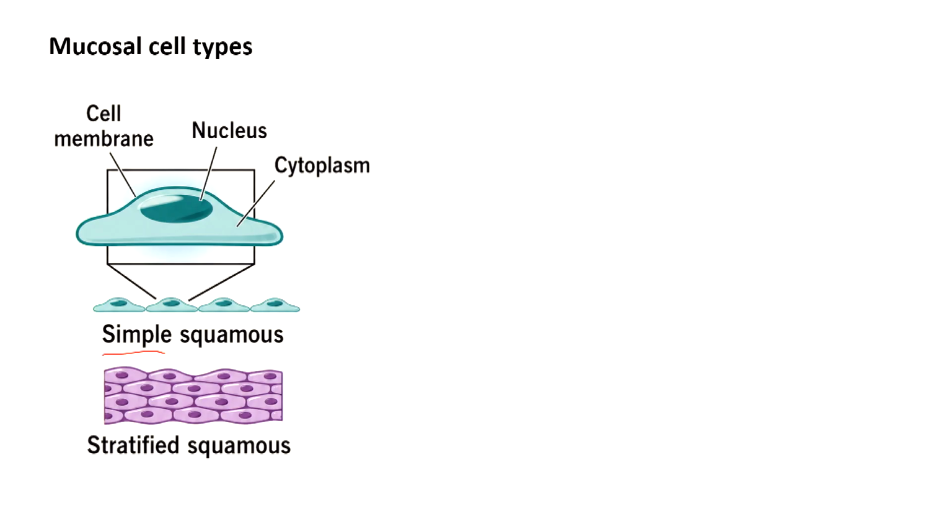It's such a flat structure that even the presence of a nucleus can give a bulging appearance to the cell. It's like an omelette sort of thing. So the cell membrane is bulging because of the nucleus. It's a single layer, so you call it simple squamous epithelium.